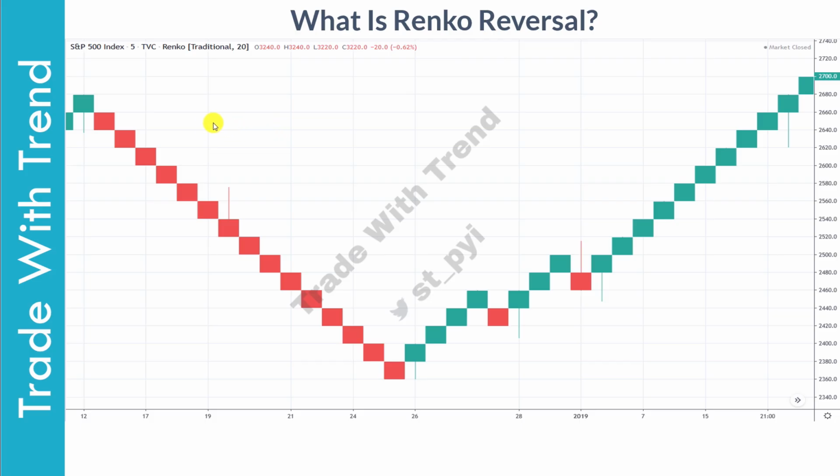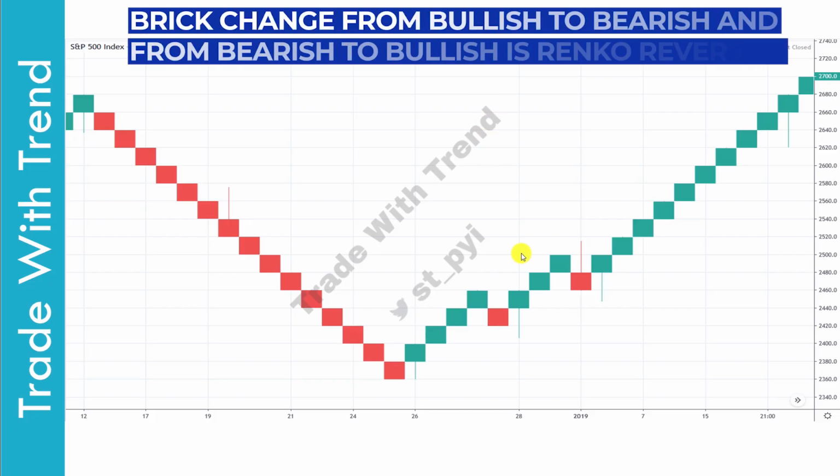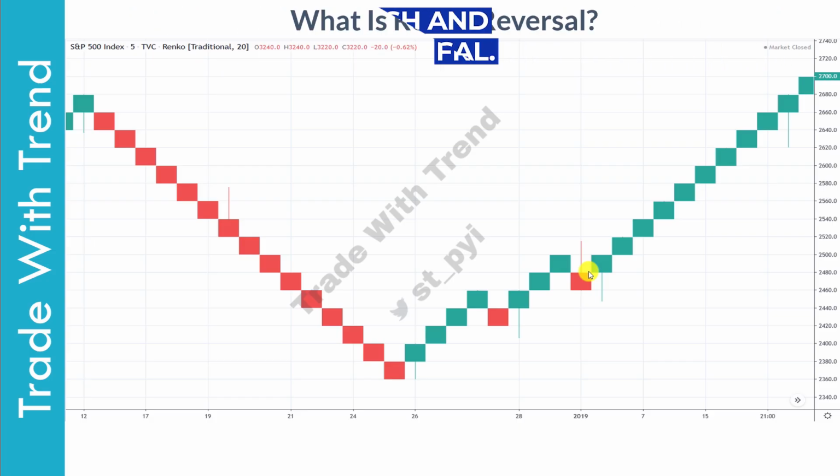Now each time that you see the color of brick changing from green to red and from red to green, that is a potential Renko reversal visible on the chart. Just in the previous section, I showed you how beginners use this reversal to keep changing their positions in the market, and that is not the right approach to trade Renko charts. But whenever, irrespective of your brick size, the color changes from green to red or from red to green, that is stated as a Renko reversal.